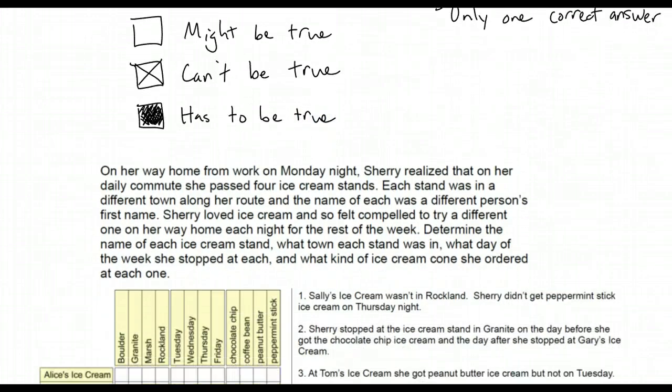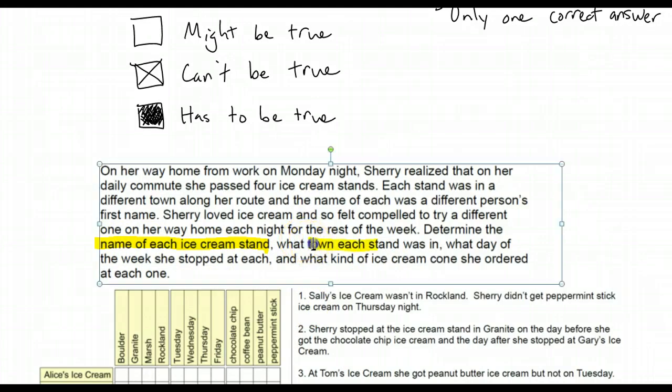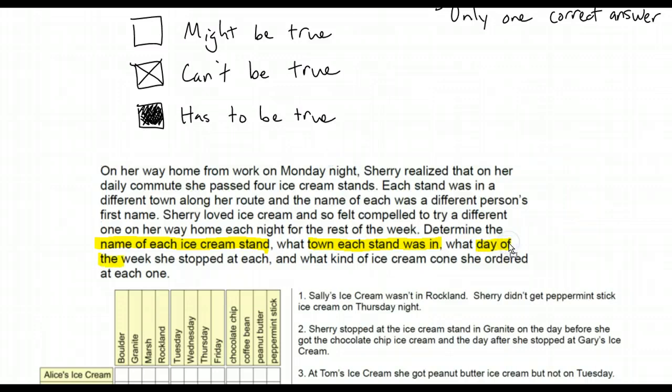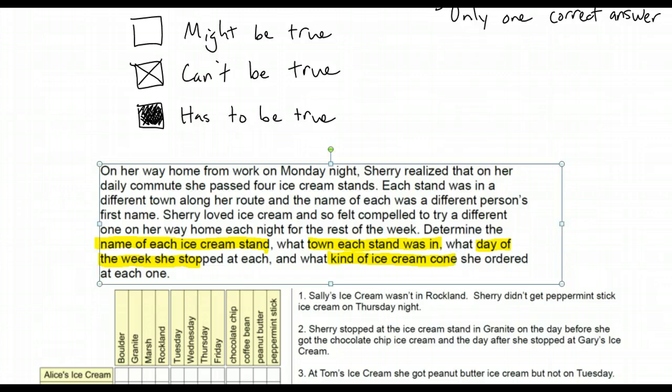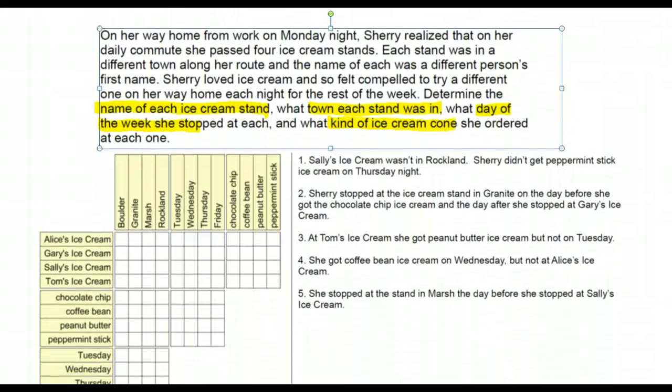Hit pause and read this problem. In this problem, we need to figure out 4 different things. We need the name of each ice cream stand, what town it is in, the day of the week, and what kind of ice cream cone. We must also make all of these clues true. So let's look at some of these clues.